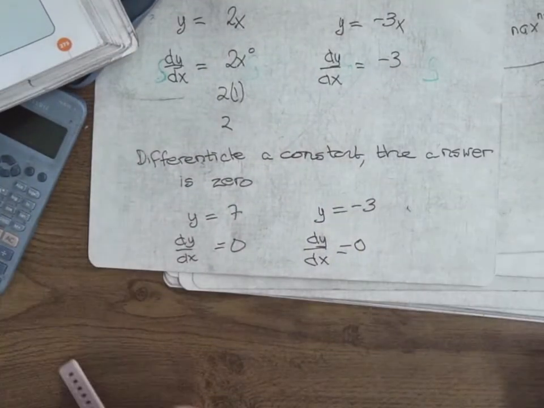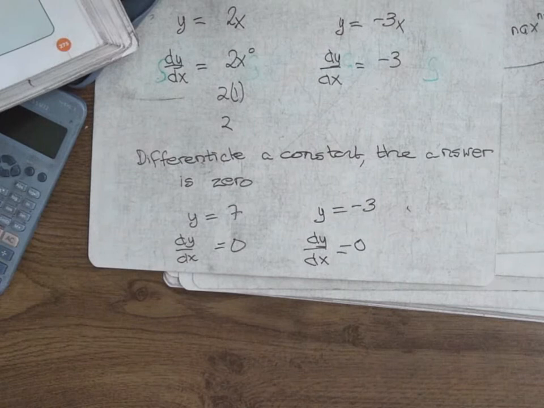Anytime you have an x with a power, bring the power down in front, reduce the power by 1. If you have an x on its own, like 3x, when you differentiate it, you just get the number in front of it. Differentiate a constant, you get 0.